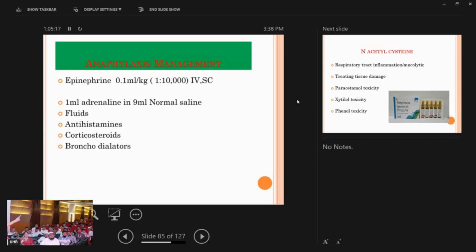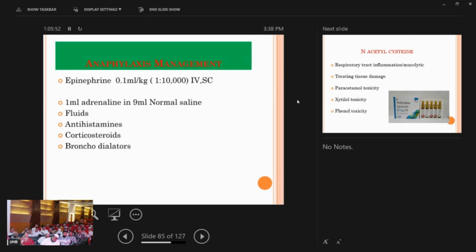It is available as a 1 ml ampule. Mix 1 ml adrenaline with 9 ml of normal saline and give 0.1 ml per kg body weight subcutaneously. Even if you are not able to give it intravenously, you can give it just subcutaneously, followed by parenteral administration of antihistamines. Then corticosteroids if needed, or bronchodilators. You need not go for corticosteroids in all cases. If the animal is pregnant, you can avoid it and just revive it with chlorpheniramine and adrenaline.